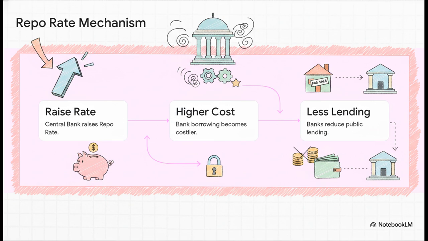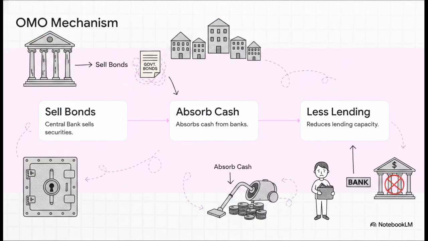Step 2, borrowing instantly becomes way more expensive for your local bank. And Step 3, because it costs the bank more to borrow, they're obviously going to pass that cost right on to you. Suddenly, mortgages and business loans get pricier, people borrow less, and the overall money supply shrinks. Boom, volume turned down. The second quantitative tool is open market operations, or OMOs.